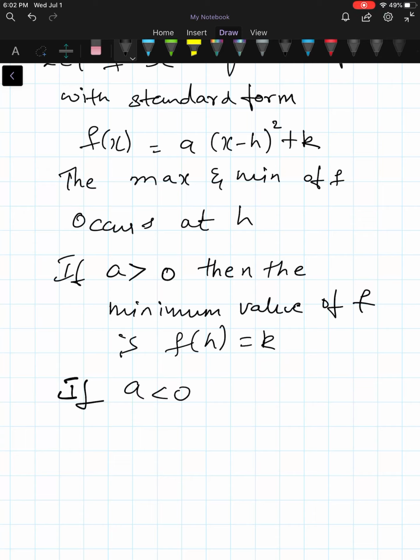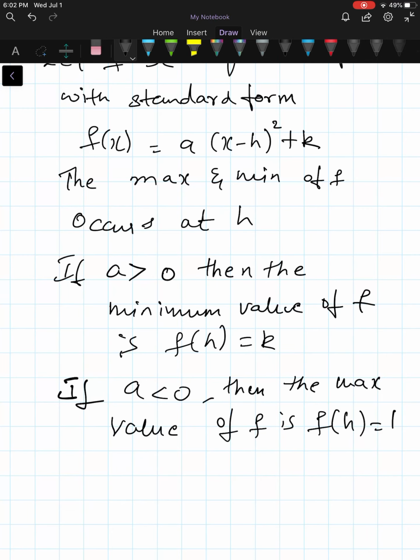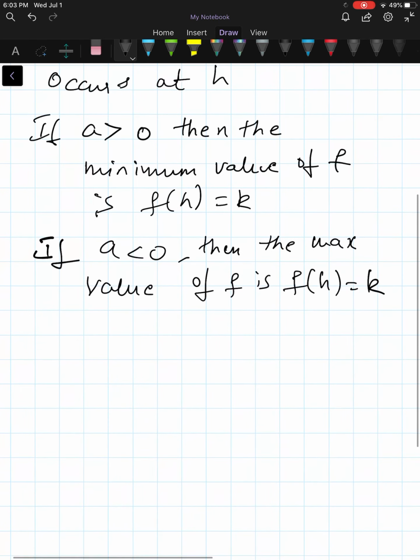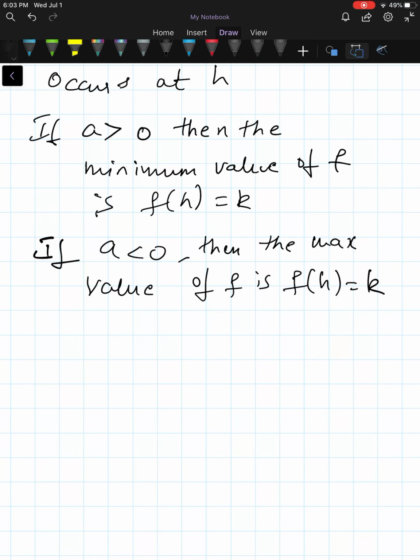And if a is less than 0, as discussed in the previous video, the graph will be downward. When it is downward, it will attain a maximum value. So the max value of f is f of h, which is equal to k. This is how you identify max or min values.